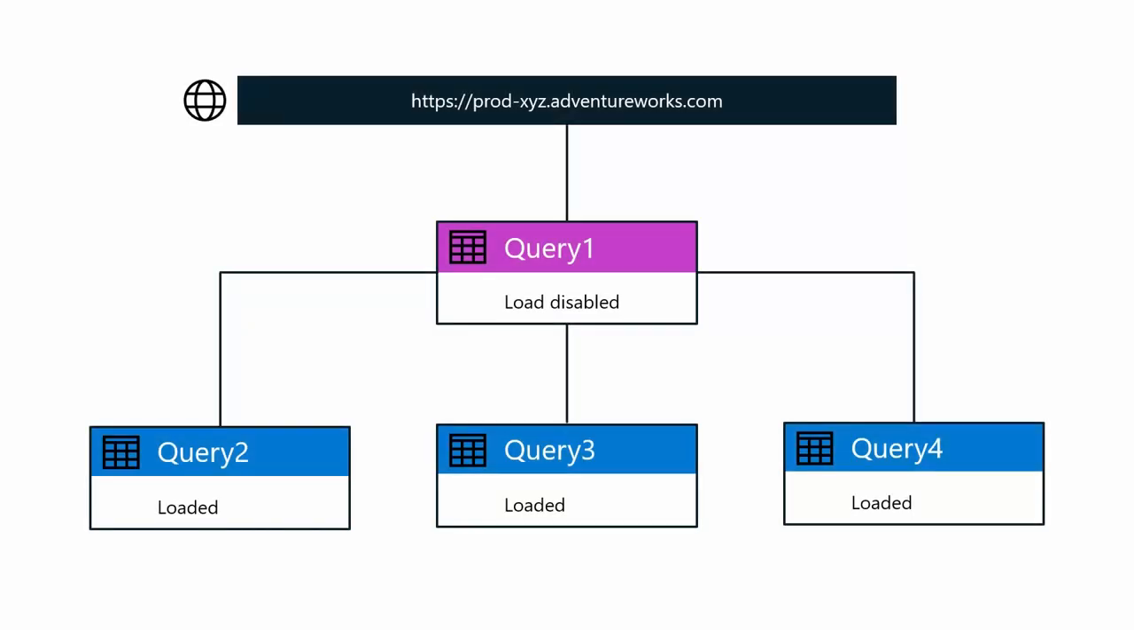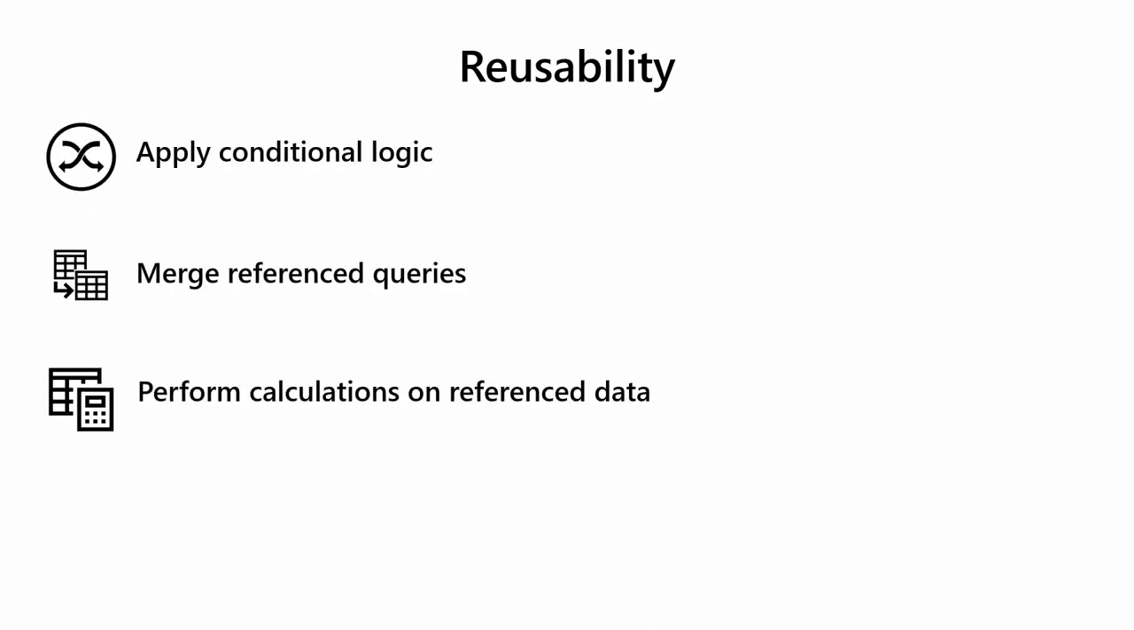Query referencing creates many opportunities for advanced data transformation techniques. You can apply conditional logic, merge referenced queries, or perform calculations based on referenced data. These advanced techniques further enhance the flexibility and power of your data workflows. Referencing queries in Power Query is a fundamental concept that allows you to streamline and optimize your data transformation process. By leveraging query references, you can improve reusability, efficiency, and scalability, ultimately enhancing the overall productivity and effectiveness of your data analysis in Power BI.